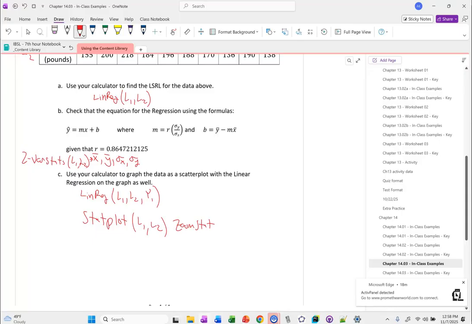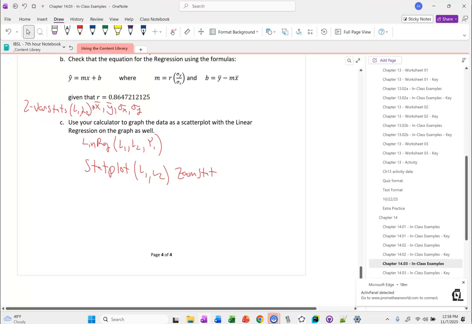That is the end of the 14.3 in-class examples. Are we okay that I just sketched out the calculator commands that you use to do these things instead of all the steps here? It's things we've done before, so hopefully it's okay.